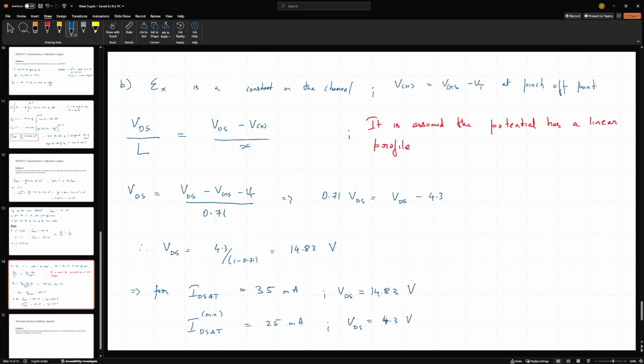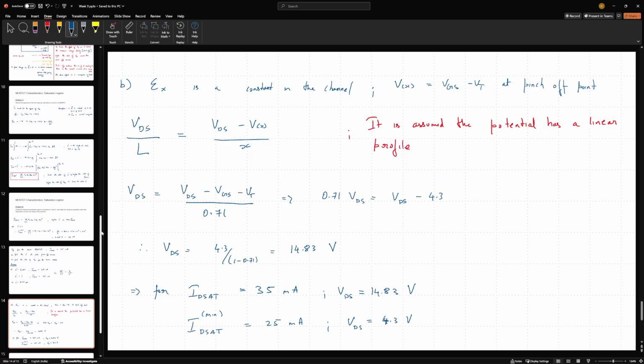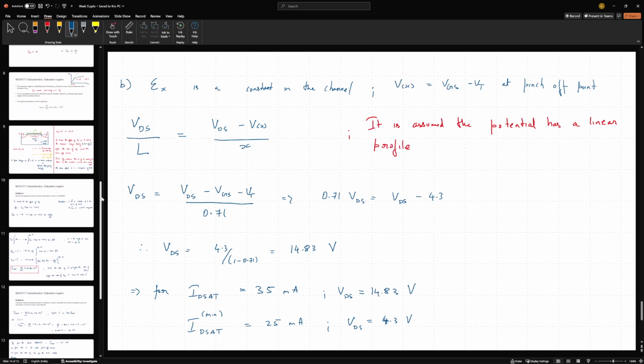So to increase my current beyond saturation, from 25 milliampere to 35 milliampere, to have a 10 milliampere increase, I would need much more than a 10 volt increase in the voltage. Now, previously, for the same device, where were we in the linear regime?